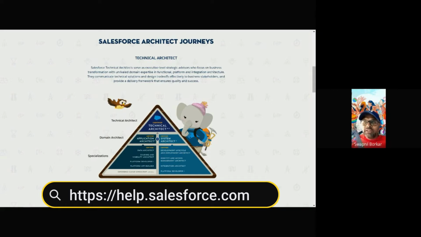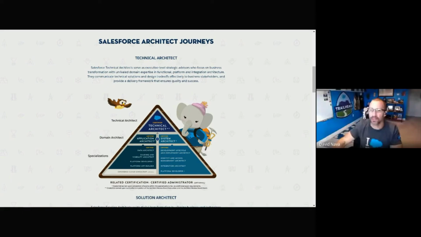So I would recommend, if you are confused about where to find documentation, help.salesforce.com is the best place to go. Many questions will come from there. The specific questions come from that documentation. Great resource. Thank you, Swapnil.